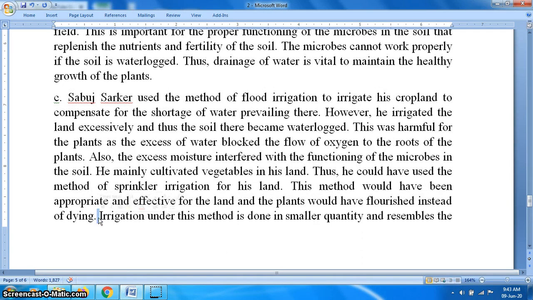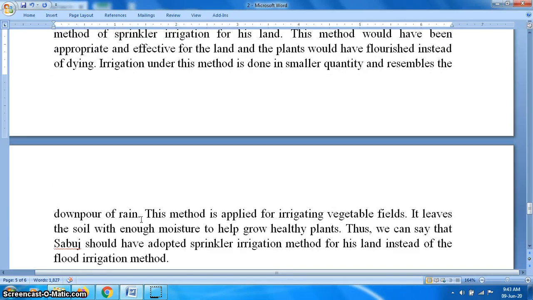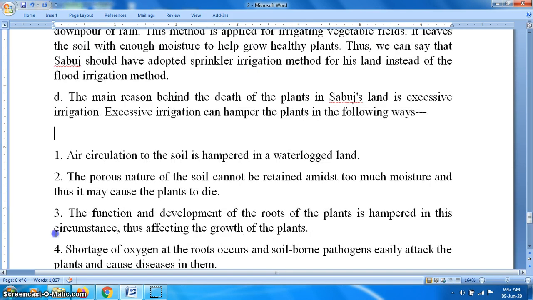Irrigation under this method is done in a smaller quantity and resembles the downpour of rain. This method is applied for irrigating vegetable fields. It leaves the soil with enough moisture to help grow healthy plants. Thus, we can say that Shobuj should have adopted the sprinkler irrigation method for his land instead of the flood irrigation method.